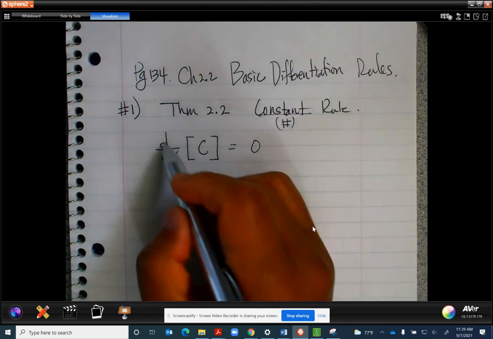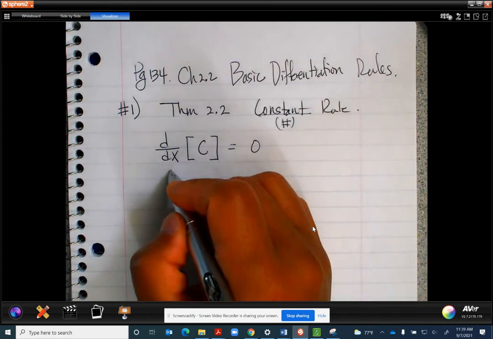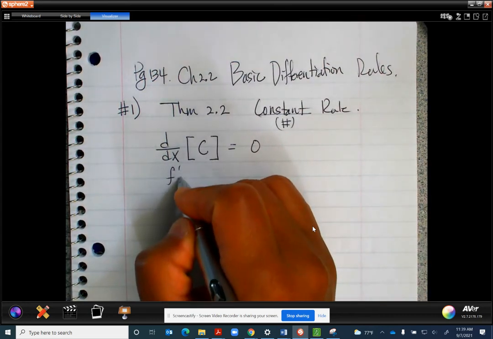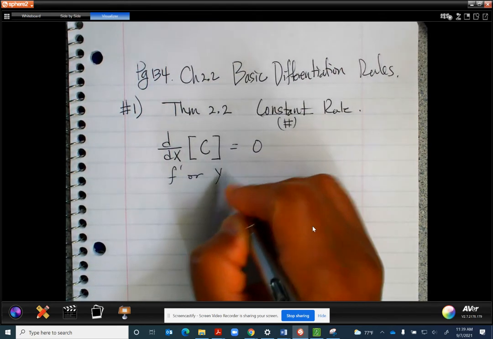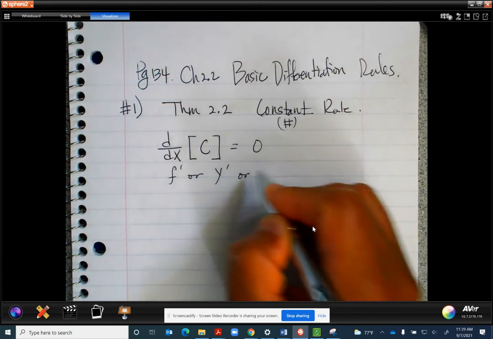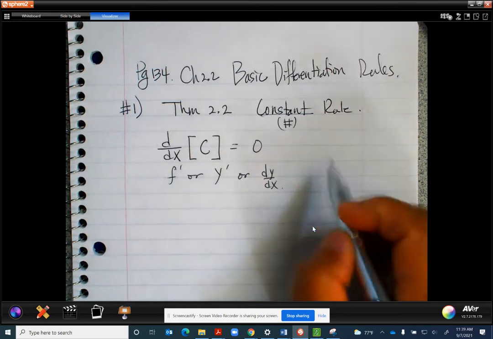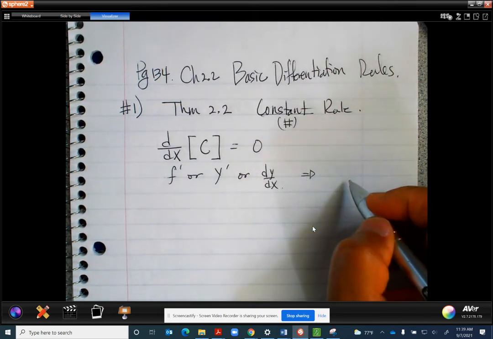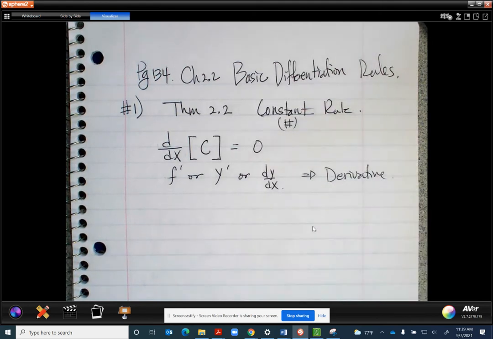Sometimes, instead of this notation, you're going to find notations like f prime, or you might see a notation like y prime, or you might see a notation of dy over dx. All of these things just means what? Derivative. So any notations that you might see, don't get confused. They're just giving you different ways to write derivative notation.